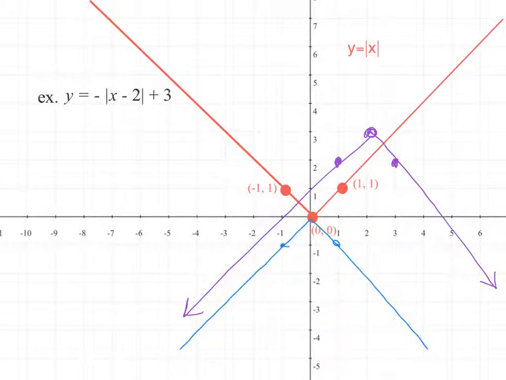The reflection is in blue. This one would actually represent y equals the opposite of the absolute value of x. And then the final graph is in purple. Y equals the opposite of the absolute value of x minus 2 plus 3. Again, color is really useful, or at least different styles of pen, pencil, just to show the original versus the new one that you've transformed.